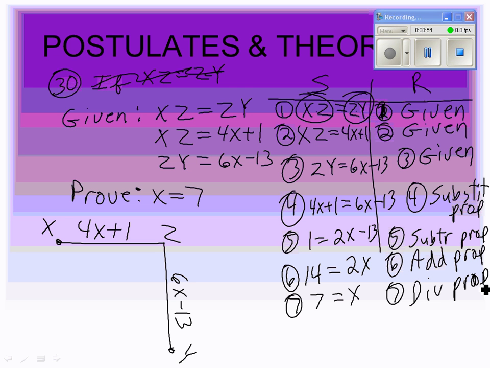Division property. Are we finished? Be careful. No. What they ask us to solve for, or what they ask us to prove, x equals 7. Is that what we have? Yes. You gotta switch it around, right?